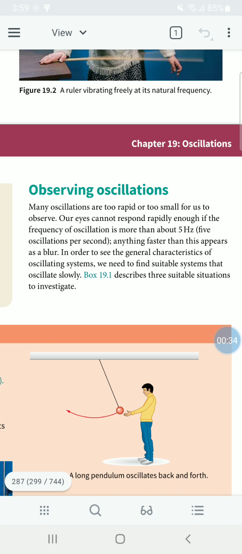In order to see the general characteristics of oscillating systems, we need to find a suitable system that oscillates slowly. Box 19.1 describes 3 suitable situations to investigate.